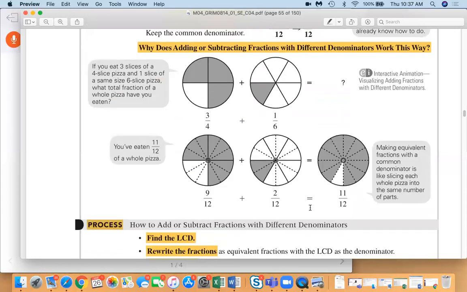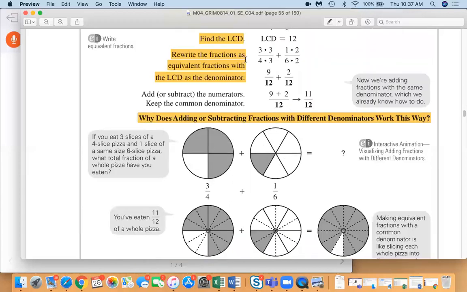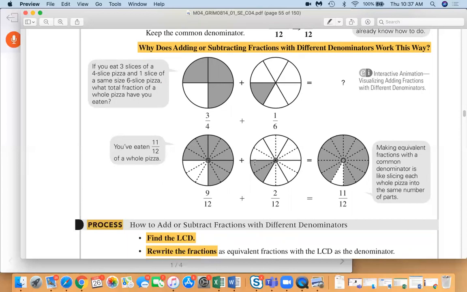Why does adding or subtracting fractions with different denominators work this way? Just like we looked at it with the same denominators, we're going to look at it here. So here we have the 3/4 and 1/6. If we convert those little pies to the same denominator like we did up here, then they each are going to have 12. So if you redraw this with 12, you can see here we have 9 shaded regions of the 12, and here we have 2 shaded regions of the 12.